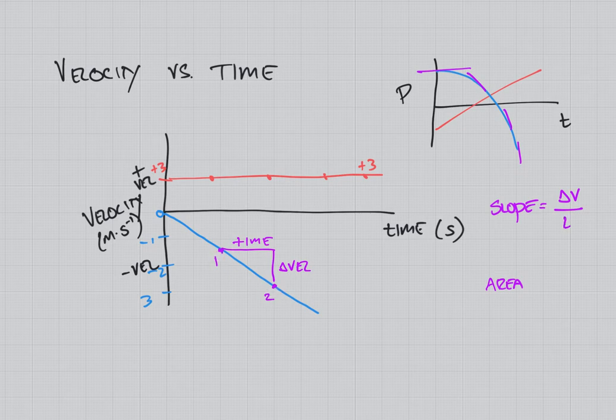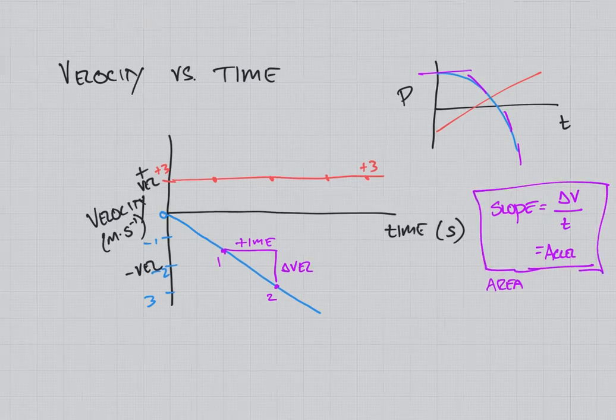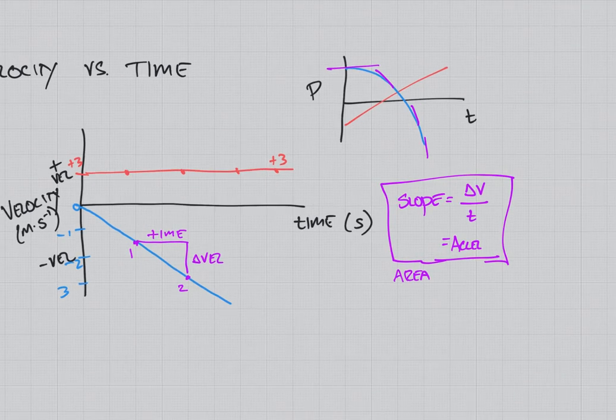And so because of that, we're going to say our slope actually tells us our acceleration, right? Which is measured in meters per second squared. So that's written as meters per second divided by seconds. That's how we go from here. Change in velocity, which is meters per second, divided by seconds, gives me meters per second squared.